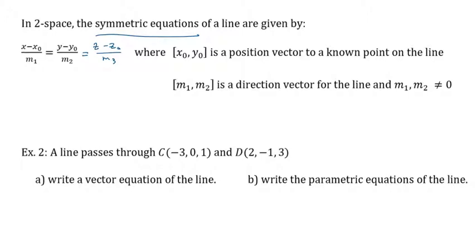So this should be 2 minus -3 and -1 minus 0 and 3 minus 1. If you did it the other way around, that's vector DC. And as I said before, in 3 space, it's just x, y, z.